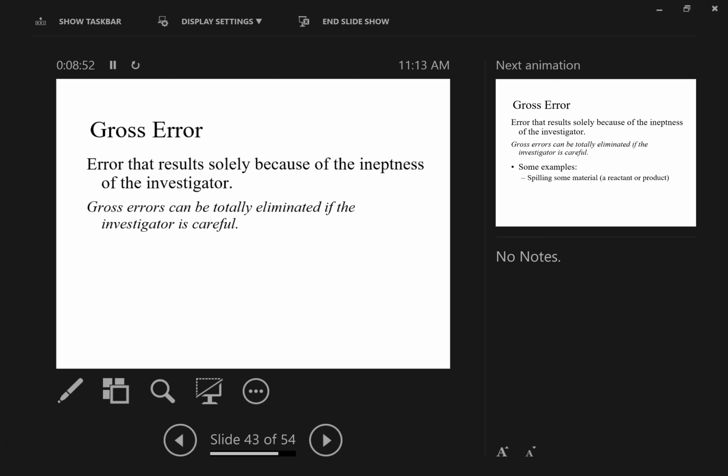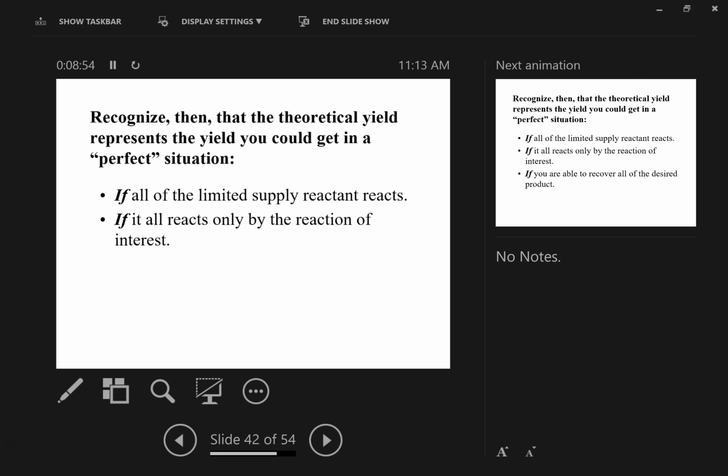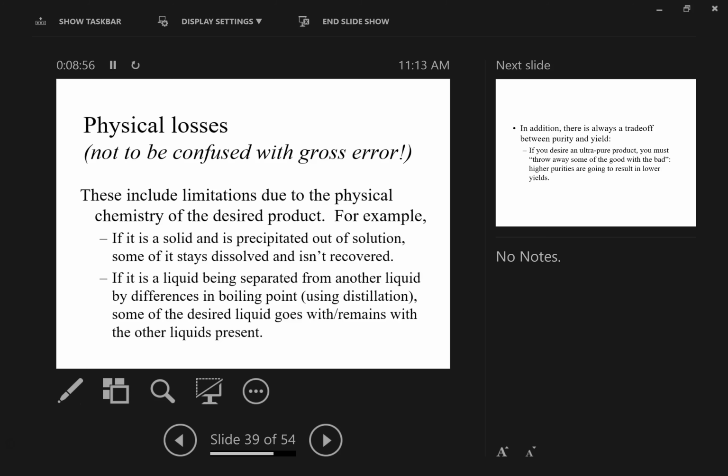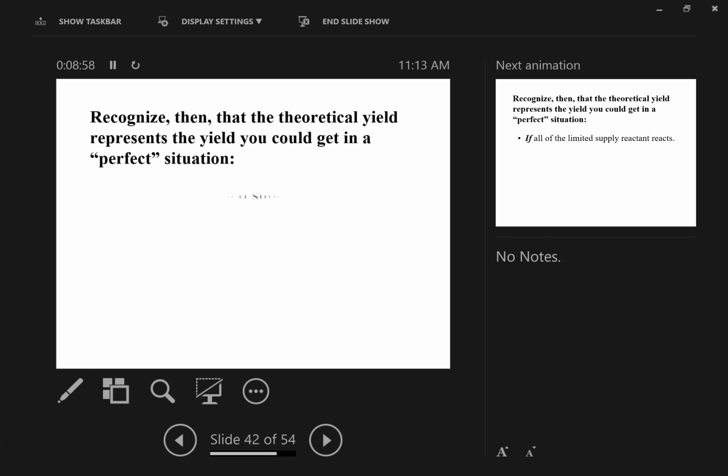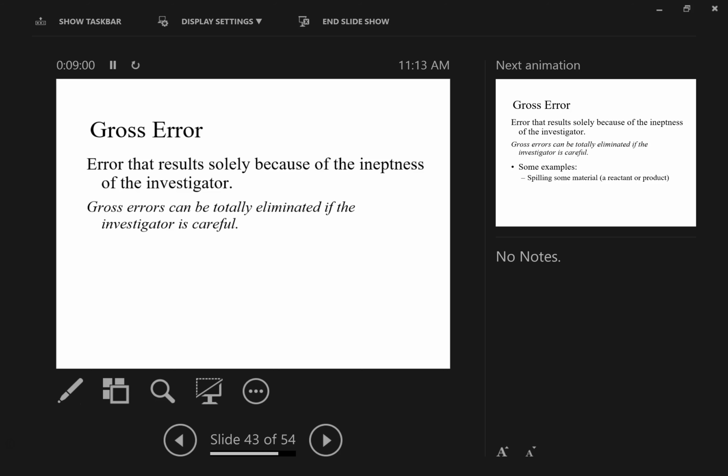Physical losses are not the same thing as gross errors. Gross errors are the oops. Gross errors were not inherent to the design of your reaction, or the design of your experiment. They are not inherent. You introduced them.